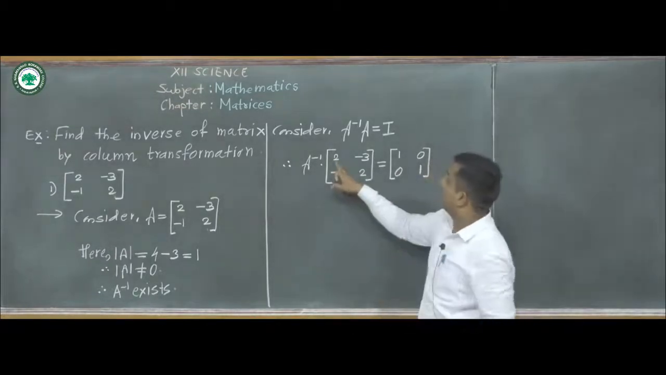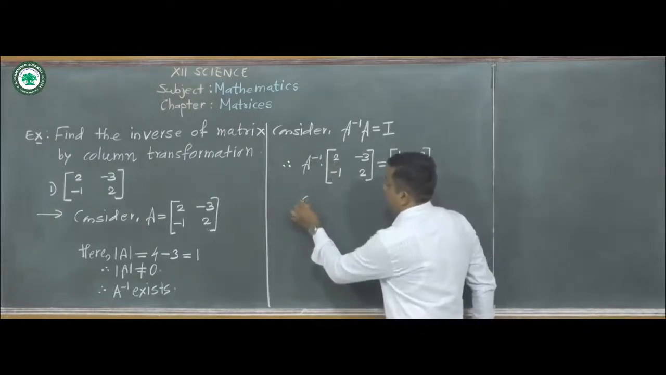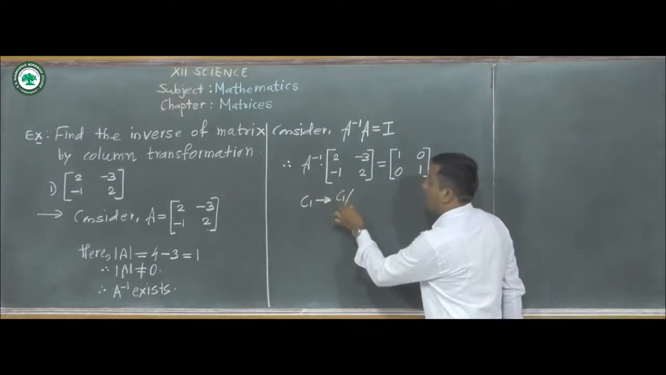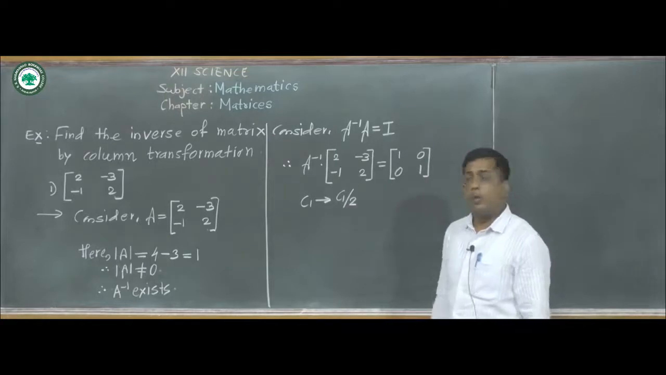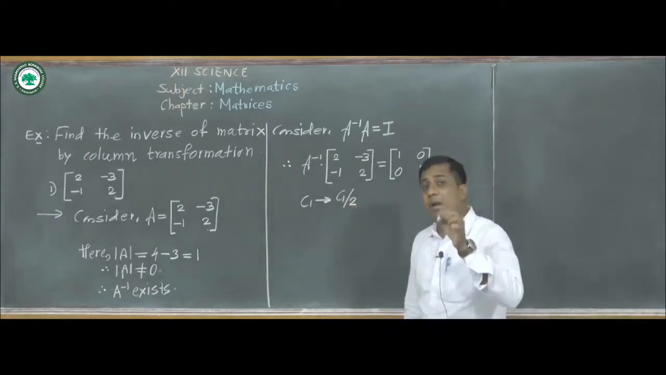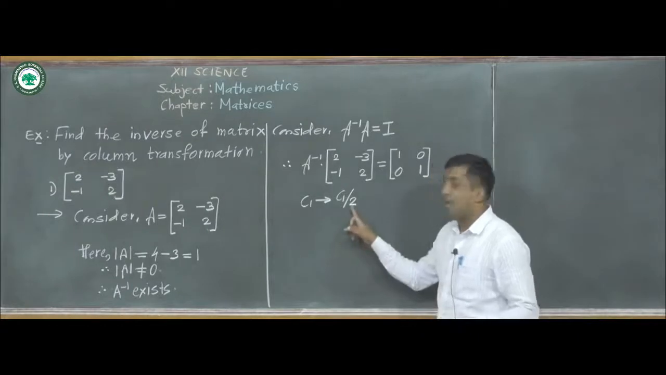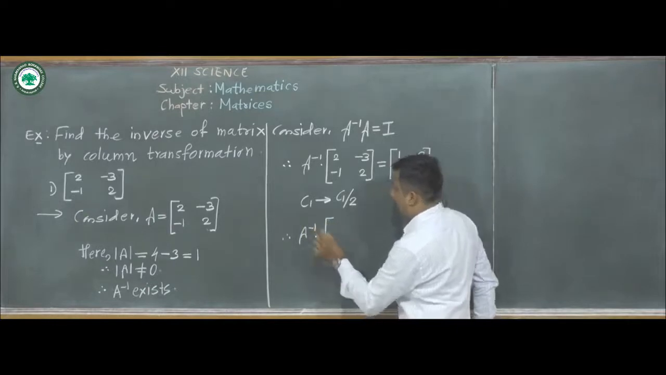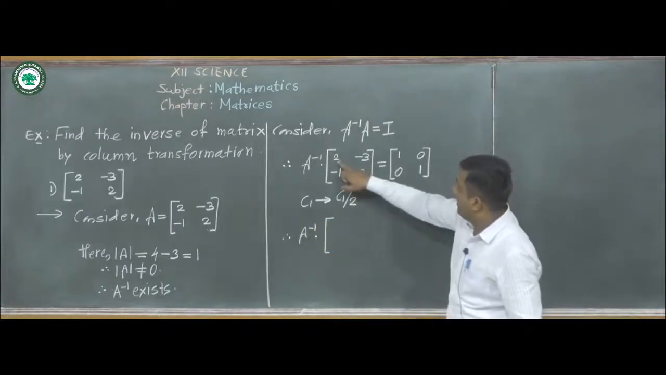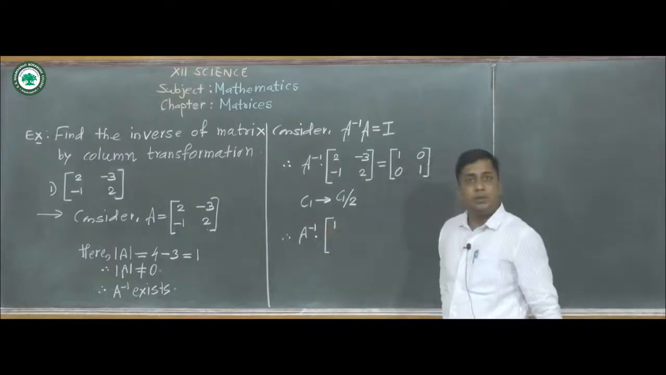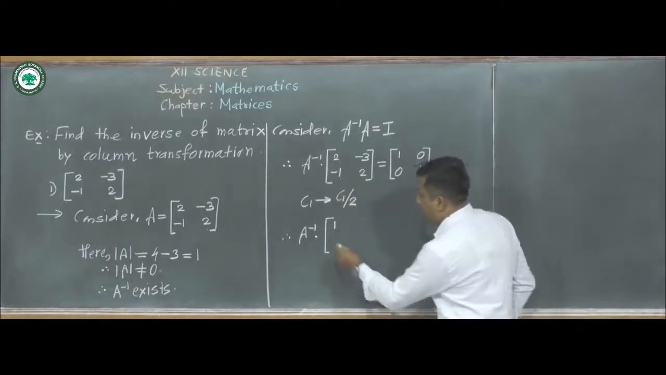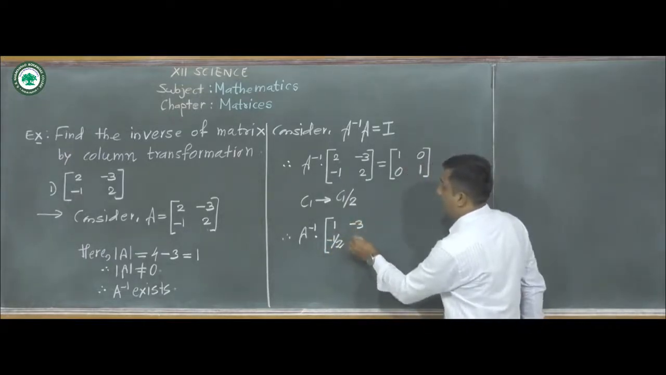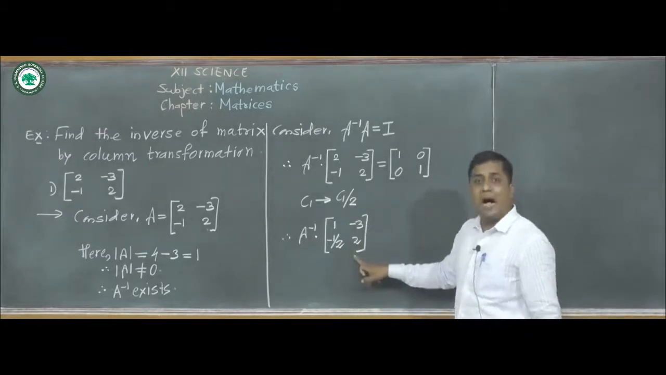Here 2 is in the first column, so the change is only in the first column. The change is that we divide the first column by 2, that is, every element of the first column we divide by 2. So A inverse into the matrix: we divide this 2 by 2, we get 1. Then we divide this minus 1 by 2, we get minus 1 upon 2. Next, we keep the second column as it is, that is minus 3, 2 as it is.